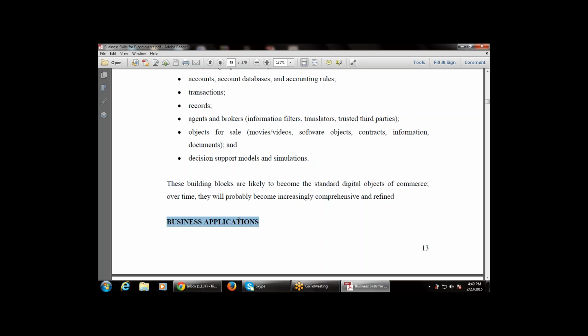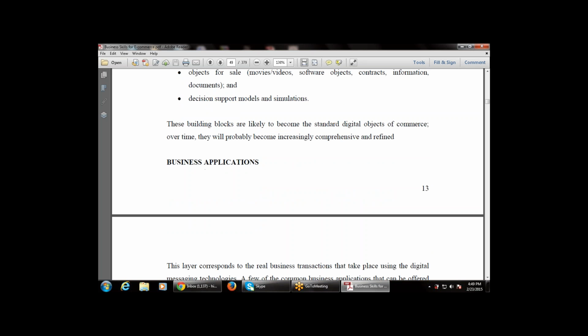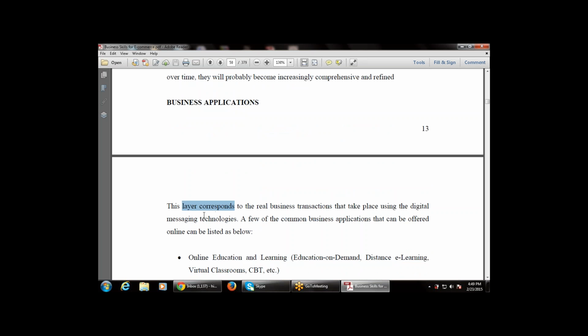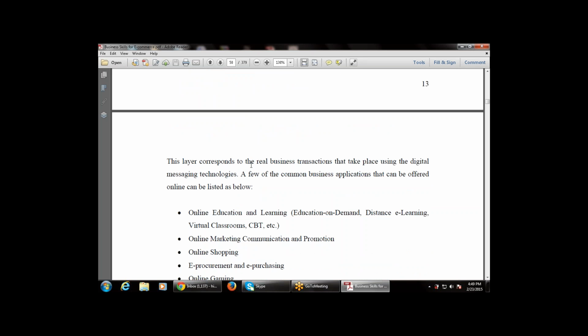Then the next part is business applications, that is, how e-commerce is used, or what building blocks available in e-commerce are related to business applications. This layer corresponds to the real business transactions, that is, how e-commerce is used in the various business application fields. So that is related to the real business transactions that take place using digital messaging techniques.